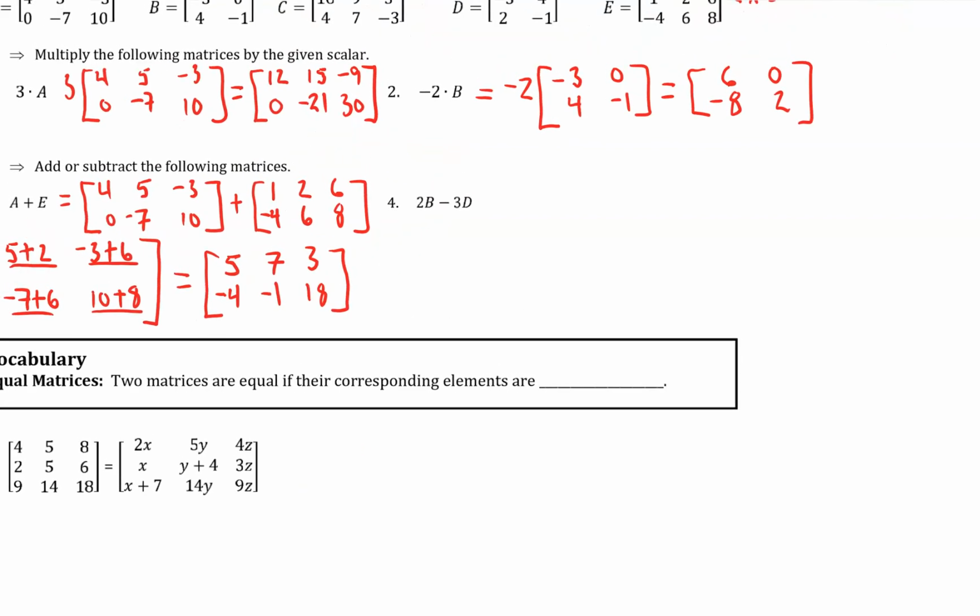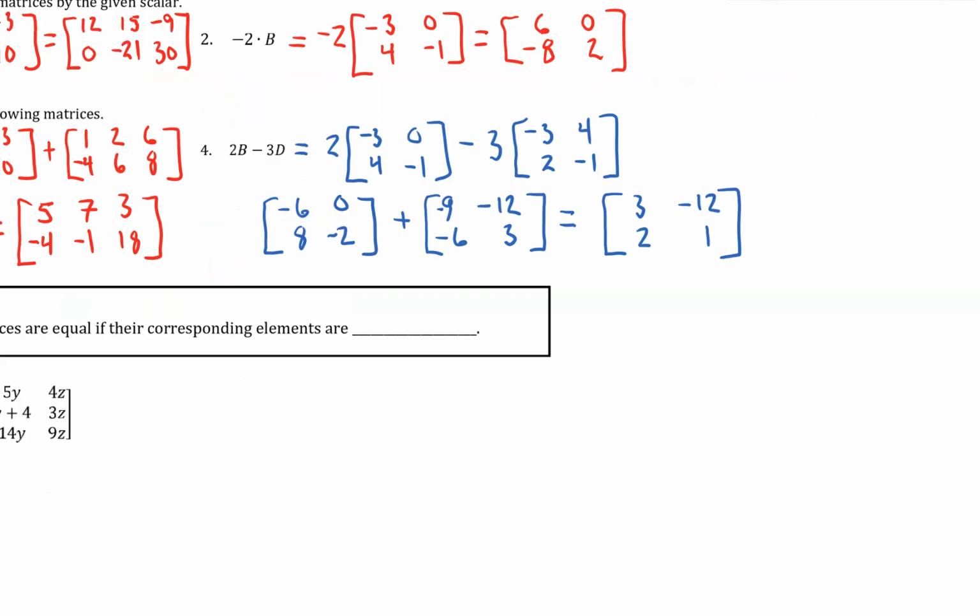Go ahead and do this next one. This one now it's saying you got to take 2, multiply by B, then you're going to subtract 3 times D. So go ahead and take a moment, pause the video, and work this one out. All right, hopefully you came up with this answer. 3, -12, 2, and 1. So multiply the scalar and then add them.